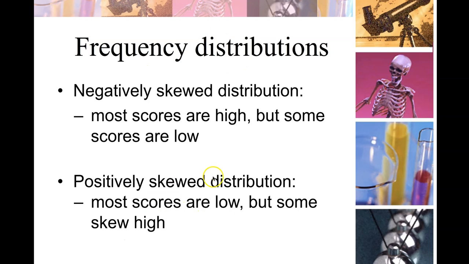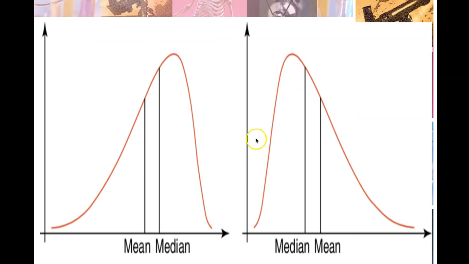A positively skewed distribution is the opposite. This is where most scores are low, but some skew high. Have you ever taken a chemistry class, a really hard science class, where the teacher is really difficult and the average score is like a 60? Most scores are low, but there are a couple of people who get a B, or one person gets an A. So most scores are low, but some skew high.